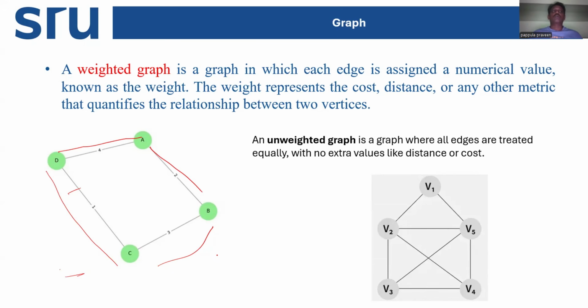So graphs can be categorized into two types. One is the directed graph, another one is the undirected graph. In a directed graph, we have specific directions between one vertex and another vertex. In an undirected graph, there are no specific directions between one vertex and another vertex. So that is the undirected graph. Again we have weighted undirected graphs, and in directed graphs also we have weighted and unweighted graphs.